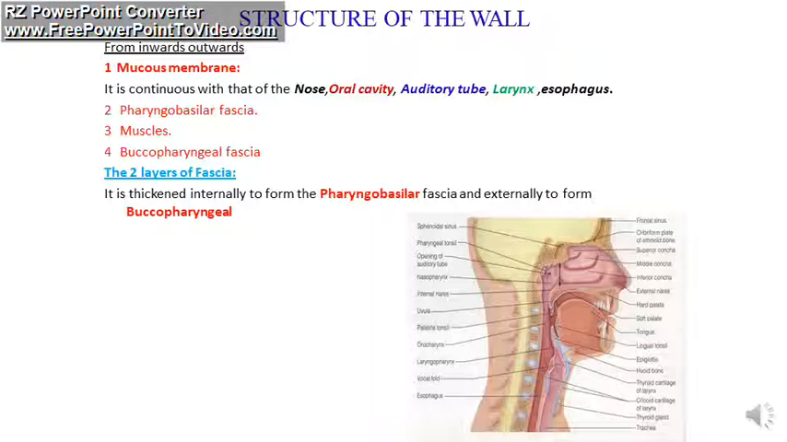In addition to the muscular relationship, we have the mucosal structure of the wall of the esophagus, the pharynx and laryngeal region. We have the mucous membrane, then what is called the pharyngobasilar fascia, muscles, and buccopharyngeal fascia. This is the second layer of the fascia from inward.